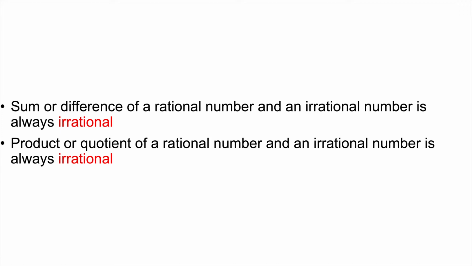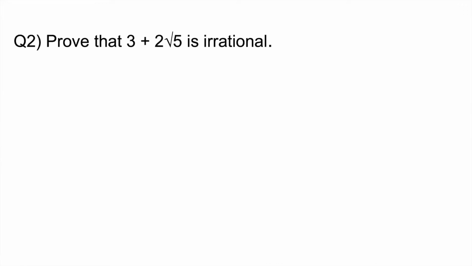That means always when we are adding or subtracting a rational number with an irrational number, the resulting number will be irrational only. In the same way, the multiplication, division also, if we are performing with a rational number and an irrational number, the resulting number we always get as irrational only. Now come to the question. 3 plus 2 root 5. Okay, 3 is a rational number. Root 5 here is an irrational number.